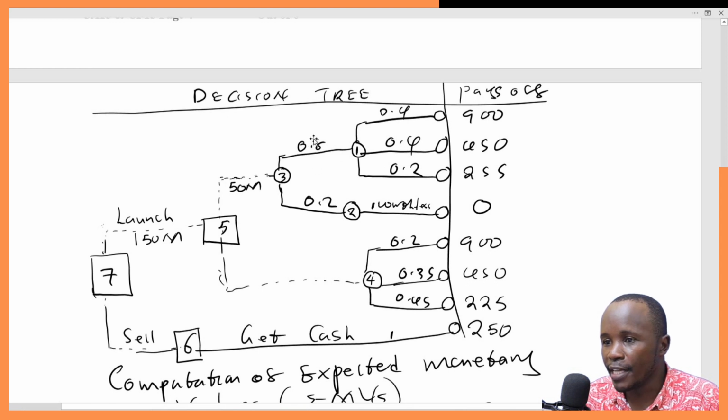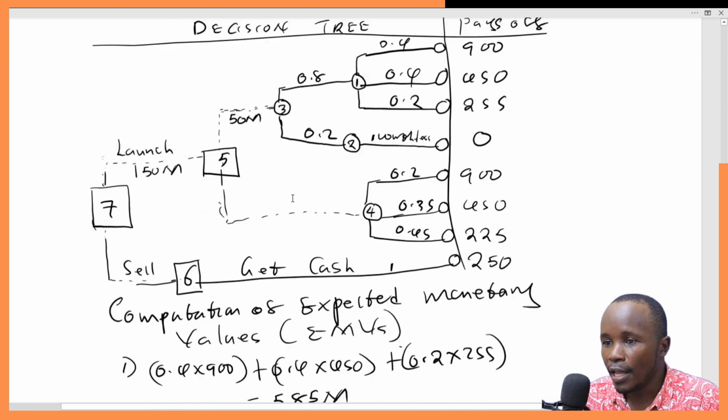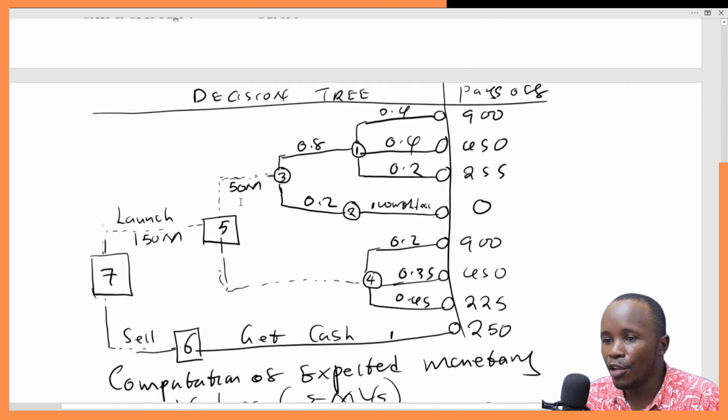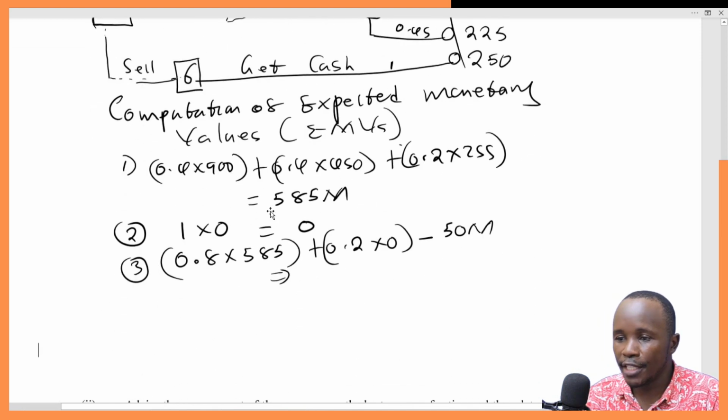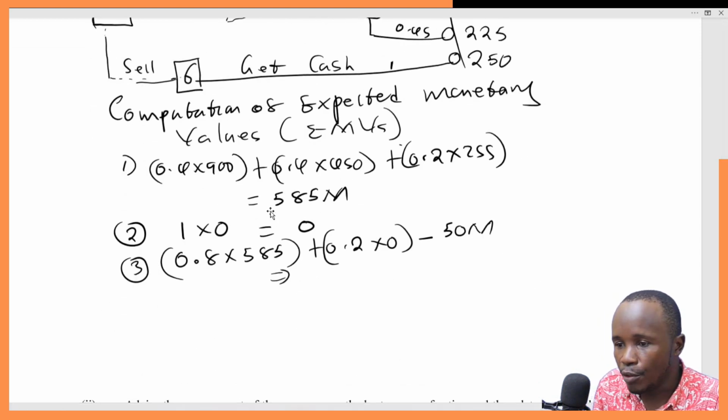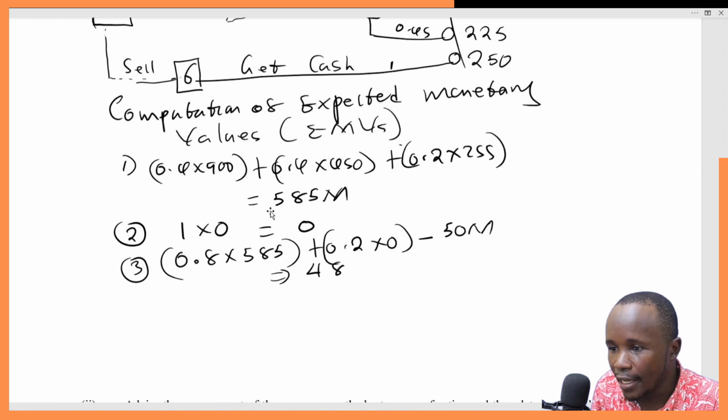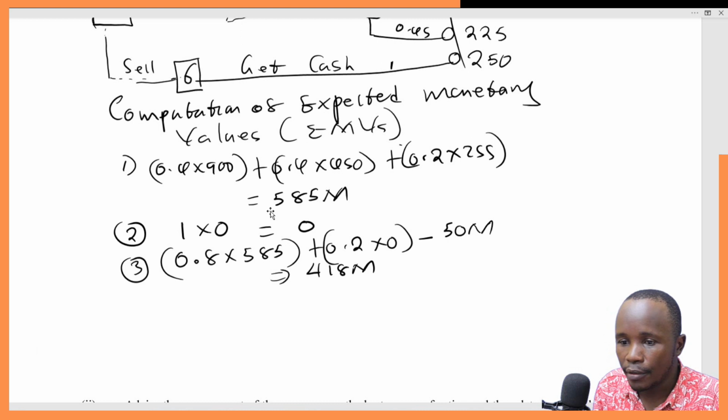And the probability of passing is 0.8. So that's why I'm saying 0.8 times the expected monetary value in number 1, 0.2 times expected monetary value in number 2, which is 0. And then I minus 50 million because you require 50 million to test the market. So when you do it this way, you find this is 418 million.